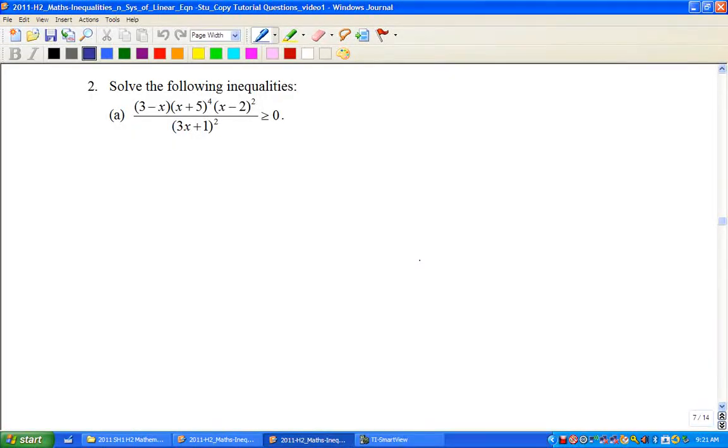Now for tutorial question 2a, you are given an inequality involving an algebraic fraction again. So what we do this time, as usual, is to first check for which particular values of x this algebraic fraction is undefined. We see in this case, this algebraic fraction is undefined when x is negative 1/3. So we shall impose the condition that x cannot be equal to negative 1/3.